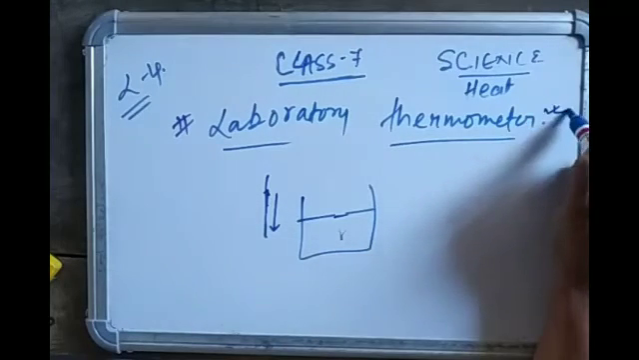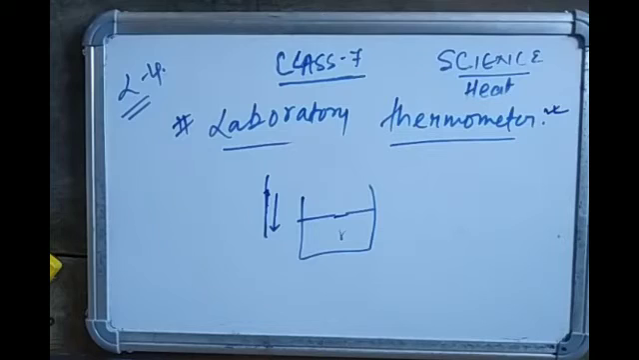So if you want to measure, for example, the temperature of water, the reading must be read while the thermometer is in water. Otherwise, when we take out the thermometer, the problem is that the mercury begins to fall.